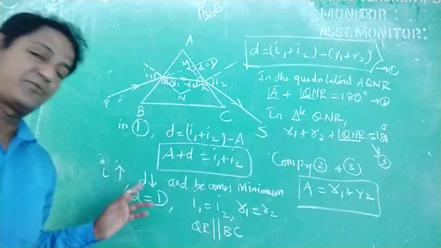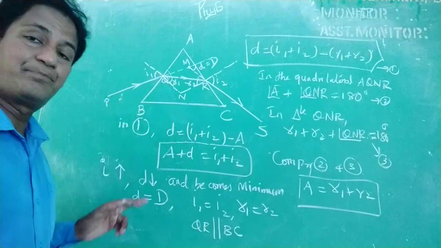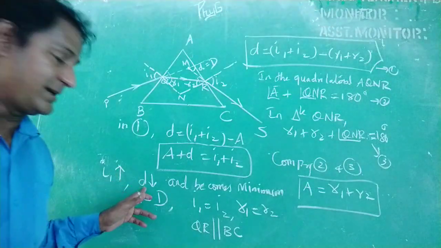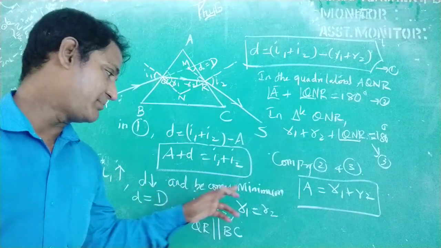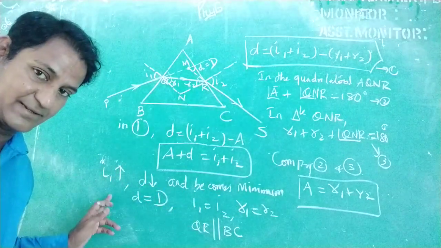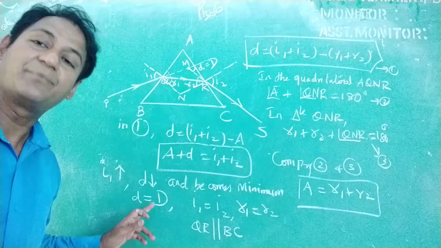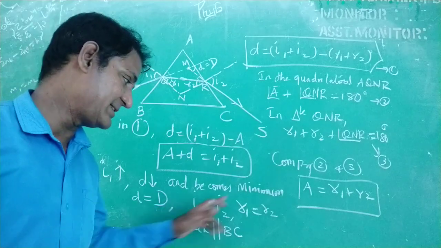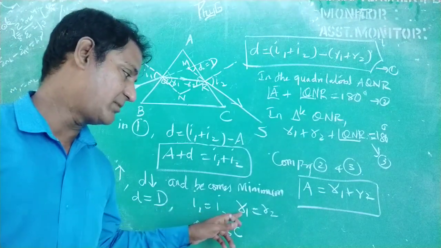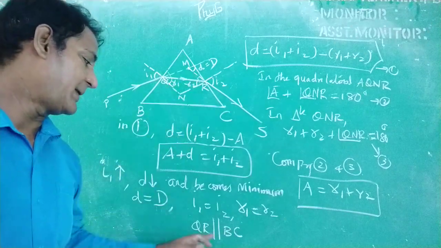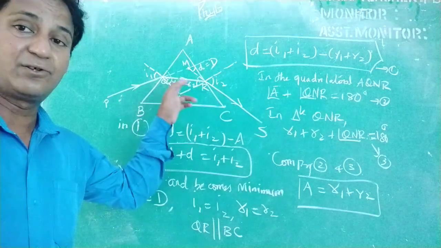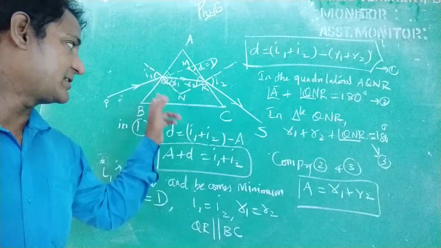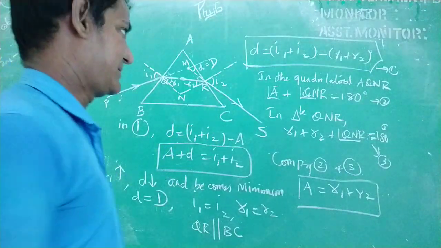So as I increase the angle of incidence I1, the angle of deviation decreases and it becomes minimum at a particular angle of incidence I1, that is D becomes capital D. This capital D is called the angle of minimum deviation. At this angle of minimum deviation, I1 will be equal to I2, R1 will be equal to R2, and QR will be parallel to BC. This refracted ray was not parallel initially, but at this condition QR is parallel to BC.